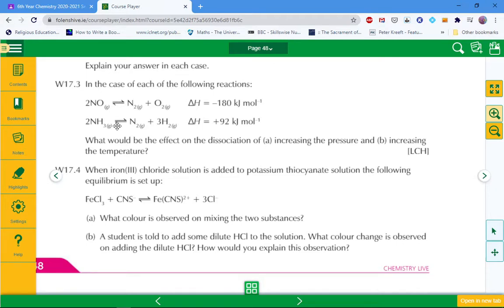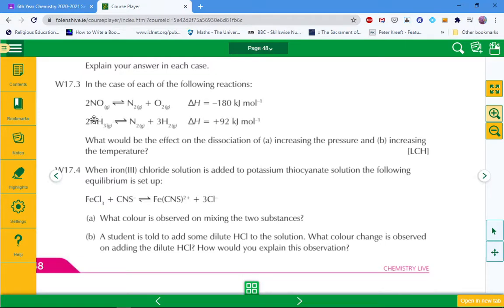What about the second one in terms of pressure? There's 2 volumes here and there are 4 volumes here, and all species are in the gaseous form. So pressure will cause the equilibrium to move to the smaller side when it's increased, and that means it will favour the production of ammonia.